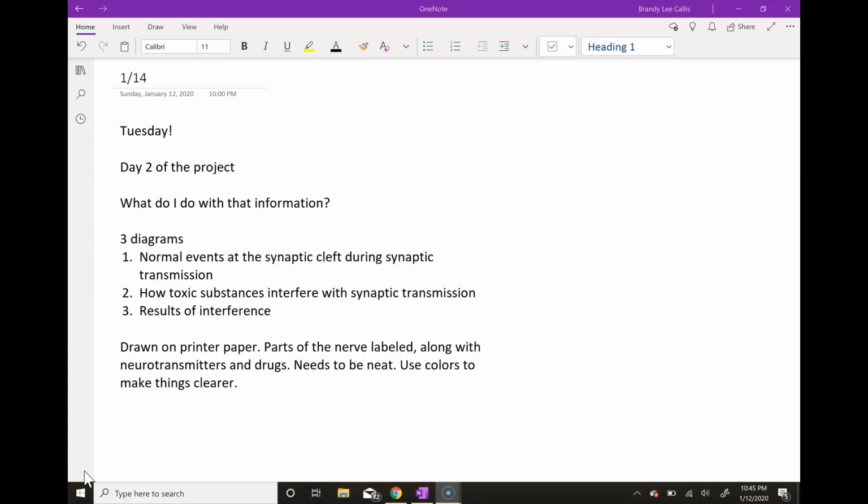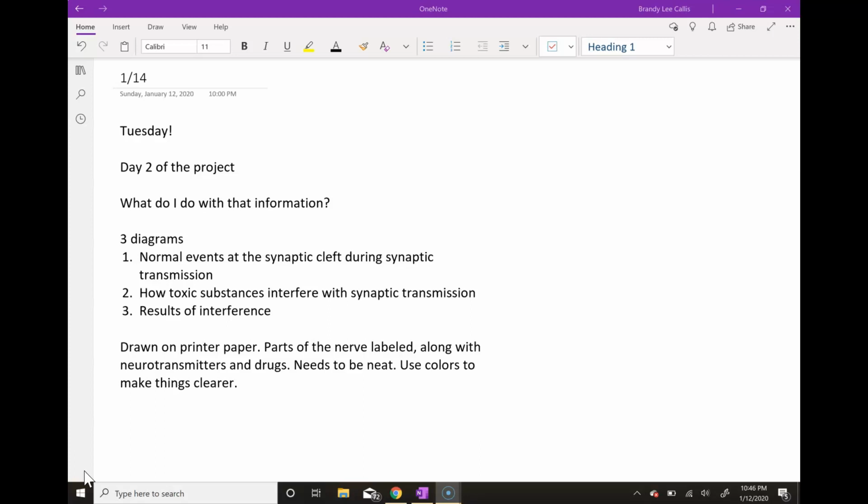You are going to use that information to create 3 diagrams. The first diagram is going to include the normal events that happen at the synaptic cleft during synaptic transmission. Okay, so this is the transmission of neurotransmitters, what happens there. You are going to make a detailed diagram of what is going on.